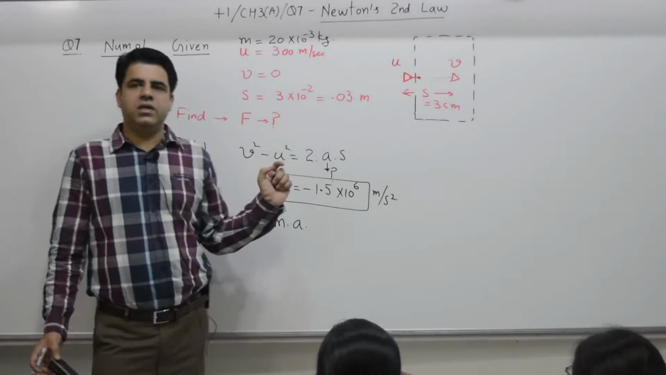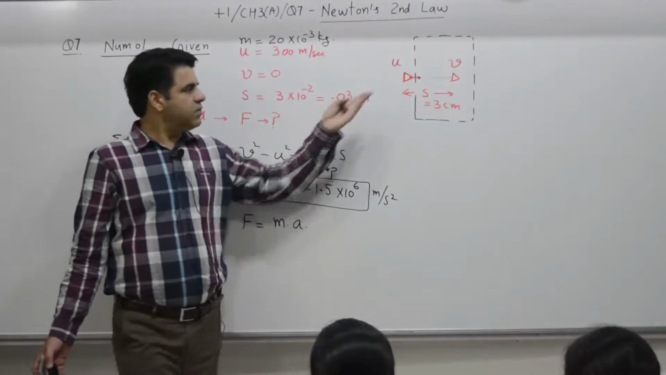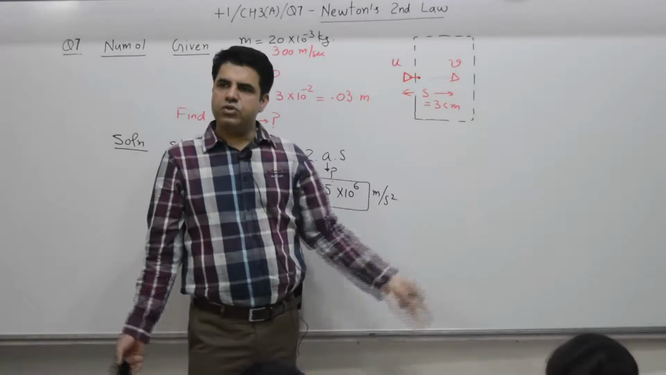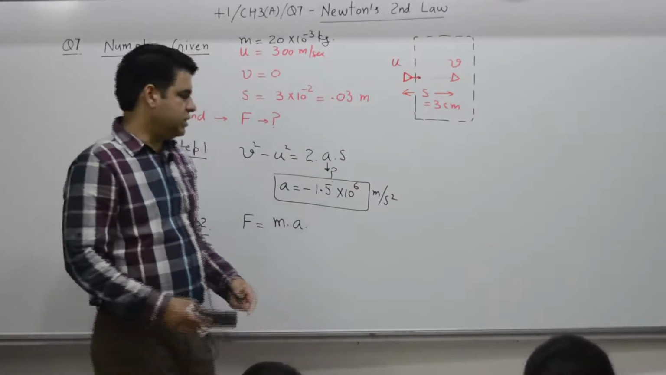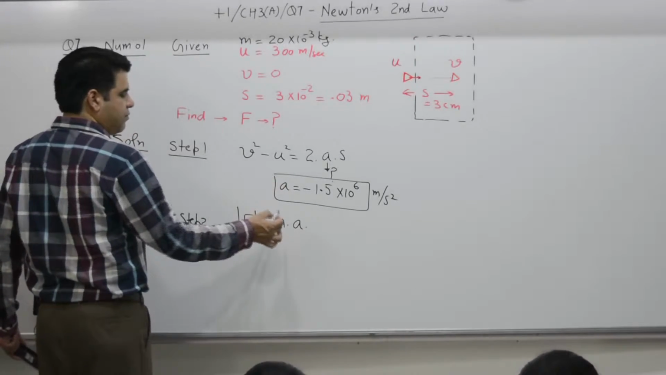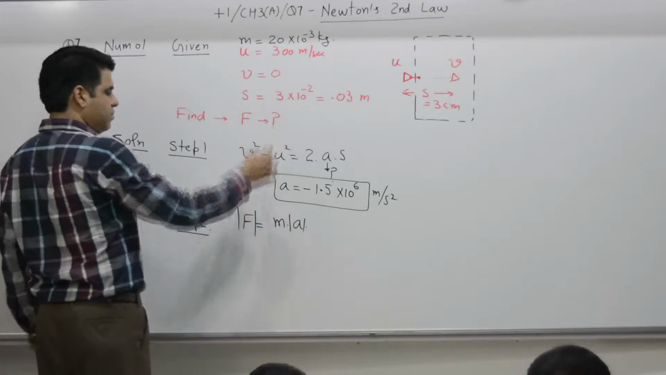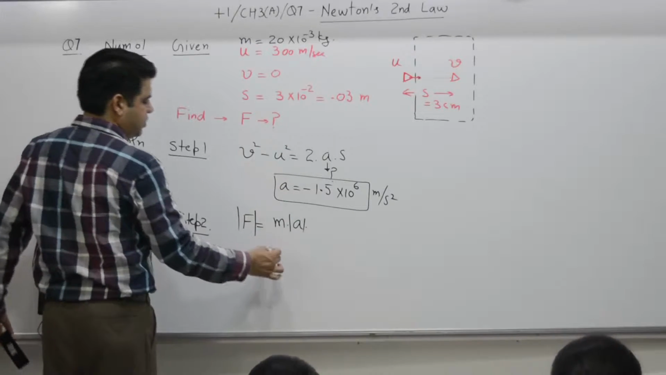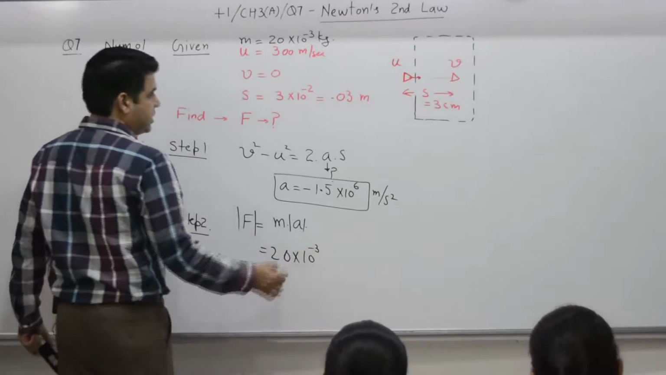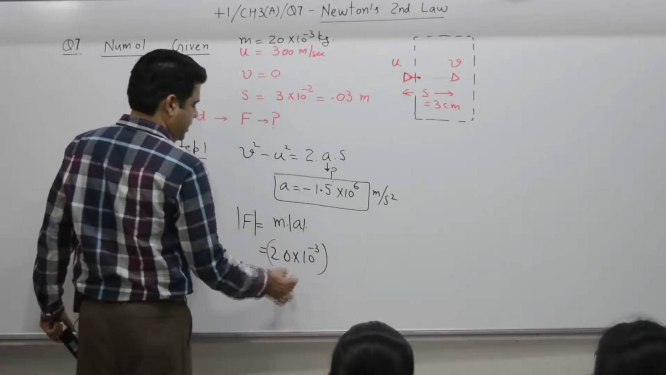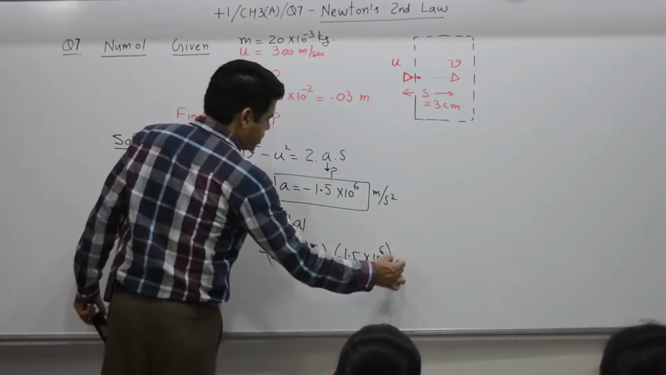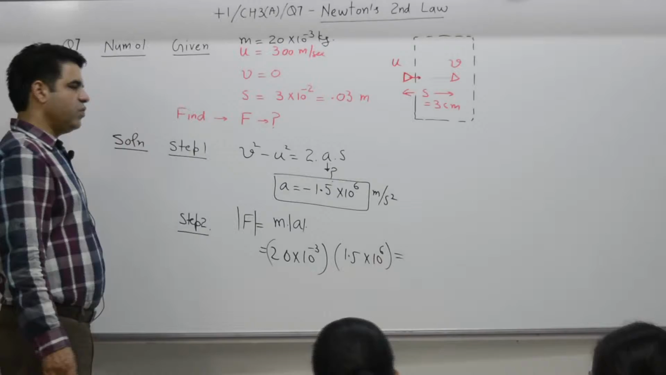The negative sign means what? Retardation. We know this from the diagram. Initially it was having some speed, final speed is 0. So this is braking, retardation. Not an issue. For F, you can write the magnitude of F. We know it is braking. Mass of the object is how much? 20 into 10 power minus 3 kg into a, 1.5 into 10 power 6. Solve. Comes out to be what?